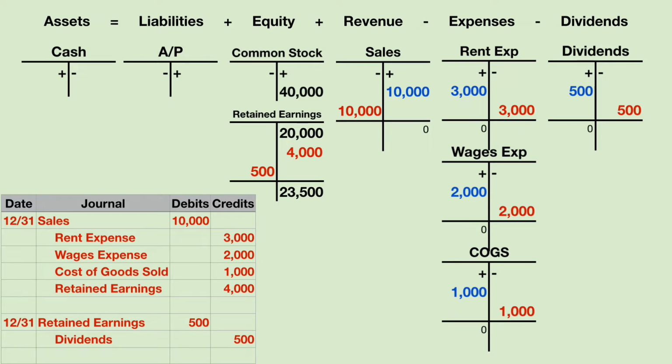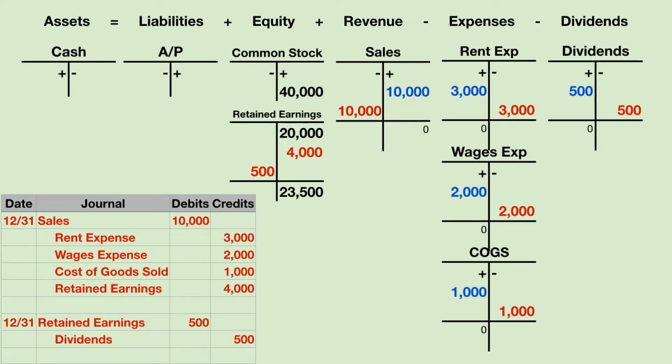The second closing entry is easier. It's shorter. Let's look at the dividends T account. It has a debit balance. The blue number is the balance at the end of the year that we want to close. So how would you close an account with a debit balance? You have to insert a credit to the dividends account to close it.